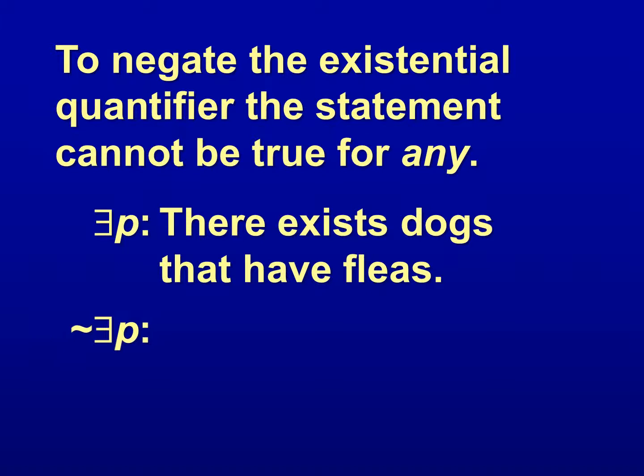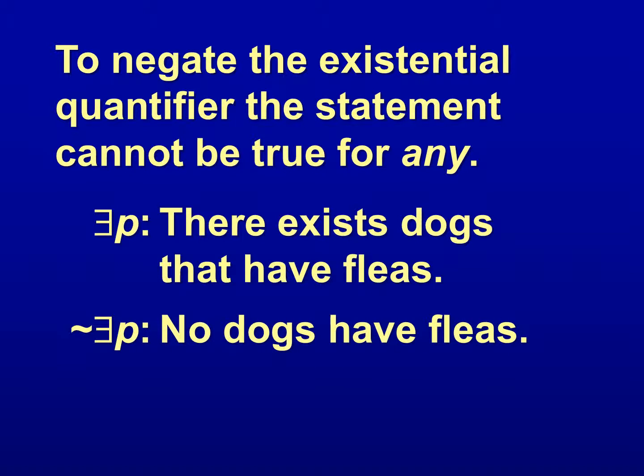Okay, and if we want to do not ∃P, then we want to say the opposite. So there exist dogs that not have fleas, but that doesn't make sense. So remember, whenever you negate it, not only do you have to switch the verb, but you have to switch the quantifier too. So instead of there exist, we're going to say no dogs have fleas. So again, we switched from existential to universal.